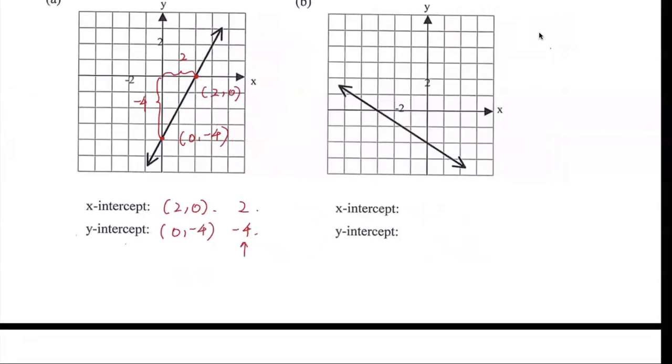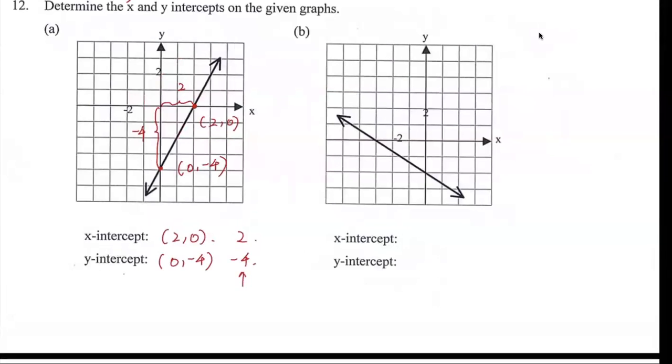Okay, so let's quickly do B. X-intercept. Again, x-intercept is the intersection of the straight line and x-axis, which is this one. So here, this is 1, 2, 3. So minus 3, 0. Or you can just say it's minus 3. Okay, y-intercept. Y-axis and the straight line, which is this point, right? This point. This is minus 1, minus 2. So 0, minus 2. Or you can say minus 2. These answers are all correct.